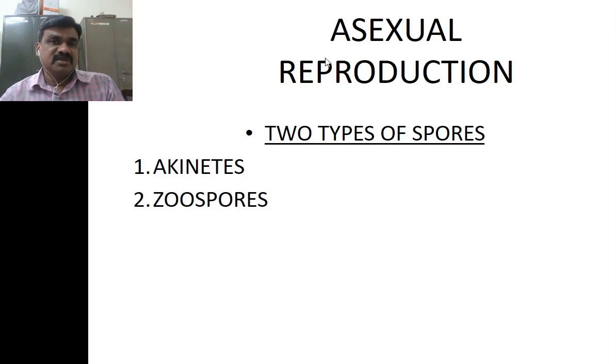Asexual reproduction takes place by means of the formation of asexual spores. There are two types of asexual spores: akinetes and zoospores. So these are the two types of asexual spores, akinetes and zoospores. We'll discuss them one by one.